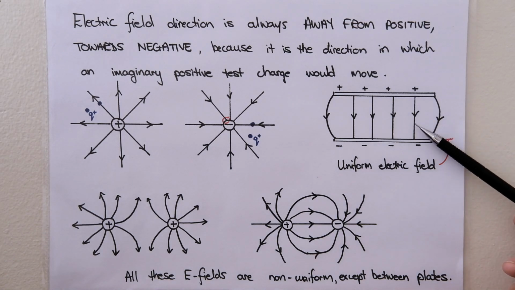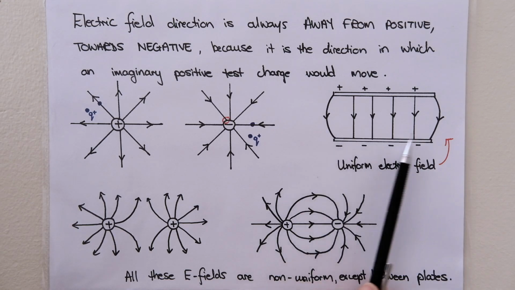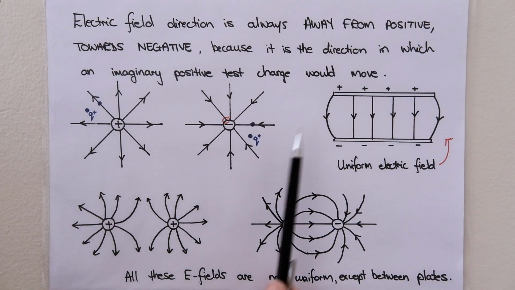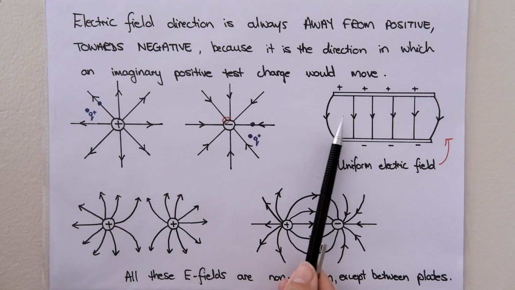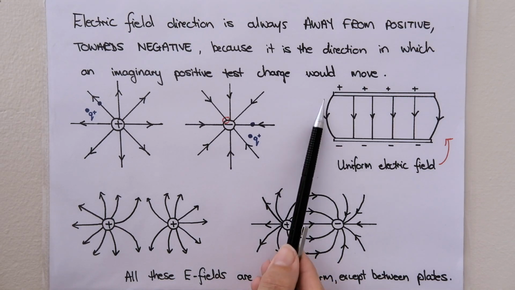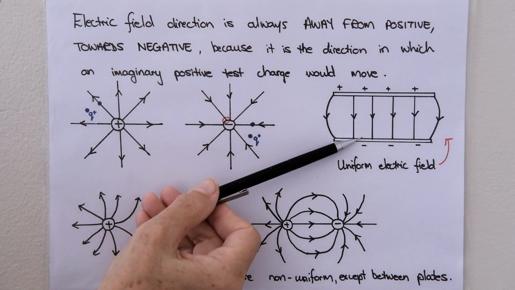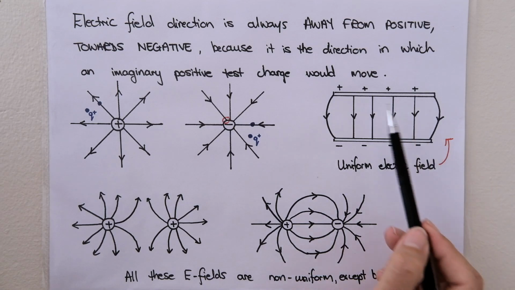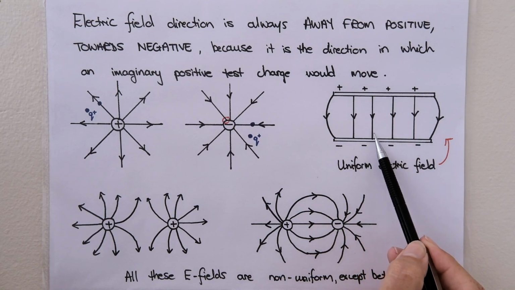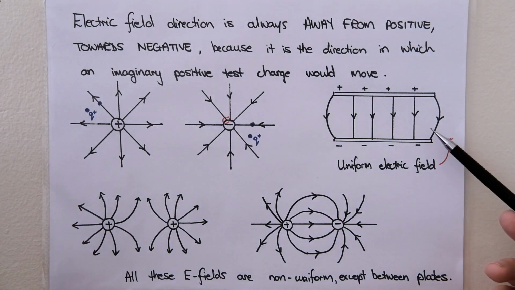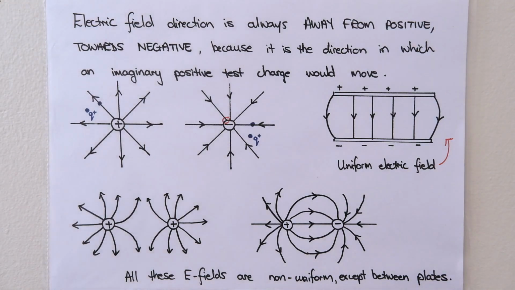This is the only example where we will have a uniform electric field. Except on the ends of the plates, the field is weaker. Therefore, we draw a curved line to show that the field lines are further apart, which represents a weaker field. Again, your field lines move from positive to negative. So if I choose any points in between these plates, the field will be the same strength at all those points. This is the only time that we will have a uniform electric field.